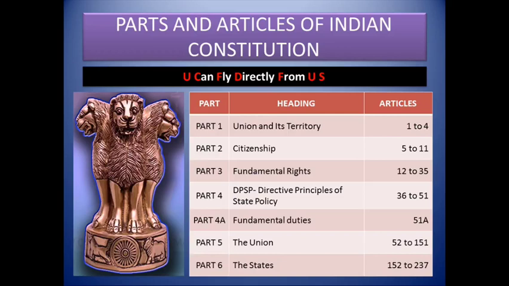Part 1 deals with the Union and its territory, the Indian Union and its territory. The Indian Union consists of states, union territories and other territories like the oceans, the nearby seas, the Indian Ocean, the Arabian Sea and so on. Those territories are included in part 1, and the articles are 1 to 4. So whenever you go for union and territories, you have to refer to articles 1 to 4, which come in part 1.